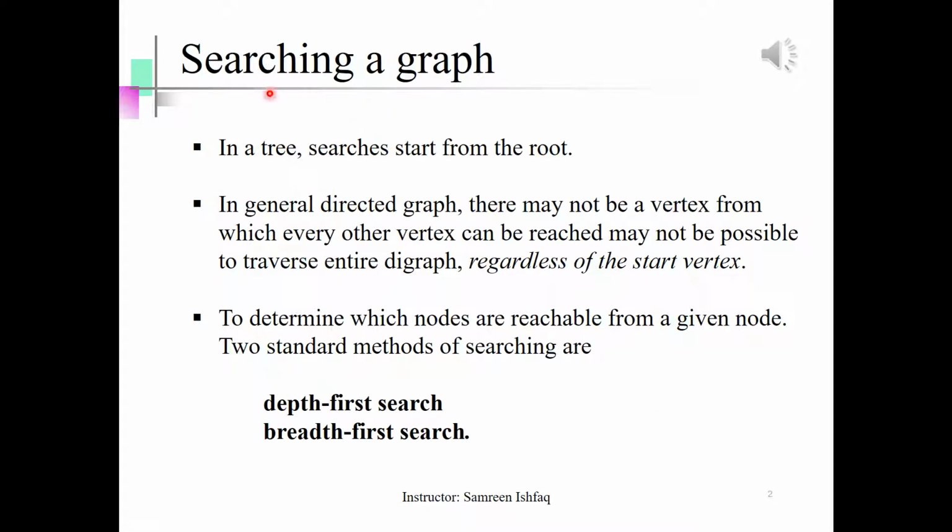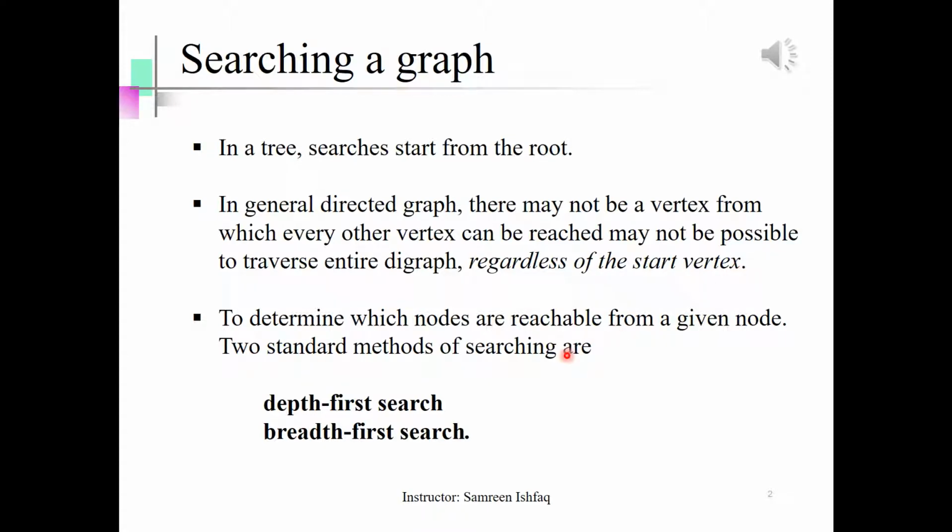Graph traversal techniques are used for searching a graph. In a tree we start the search from the root node, but in a general directed graph there may not be a vertex from which every other vertex can be reached. There's a possibility that there is no direct edge from one vertex to another vertex. So we're going to traverse the entire graph regardless of the starting vertex.